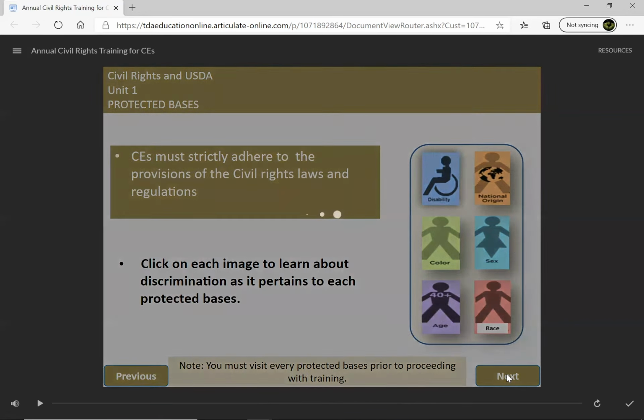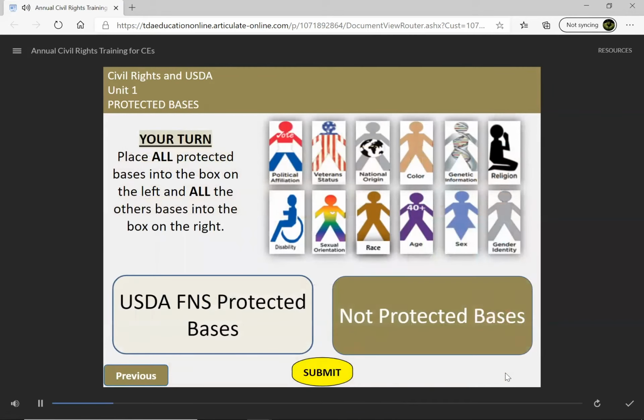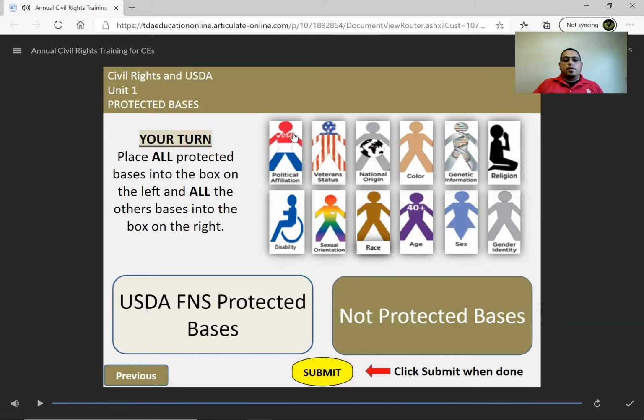Now it's your turn to test your knowledge. Place all protected classes into the box on the left and all other classes into the box on the right. You must use all 12 images prior to clicking on the yellow Submit button. Good luck. Let's begin. Political affiliation, not protected.